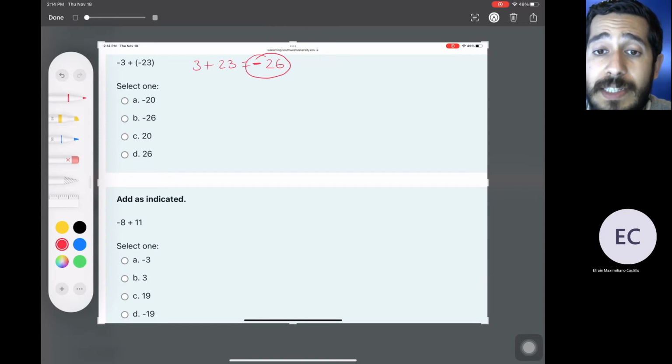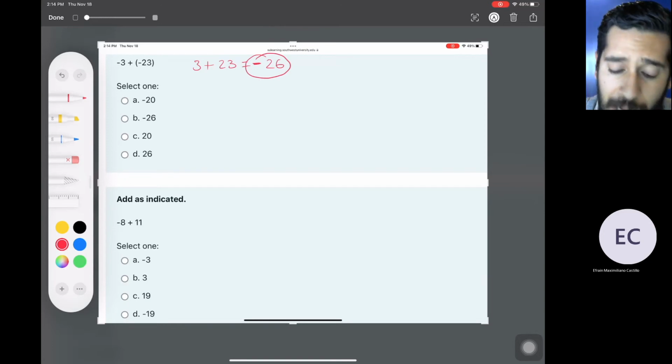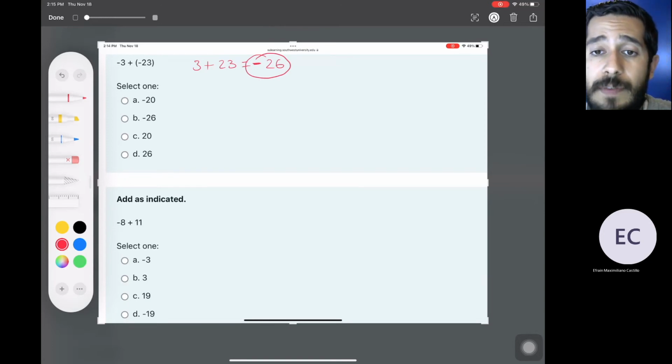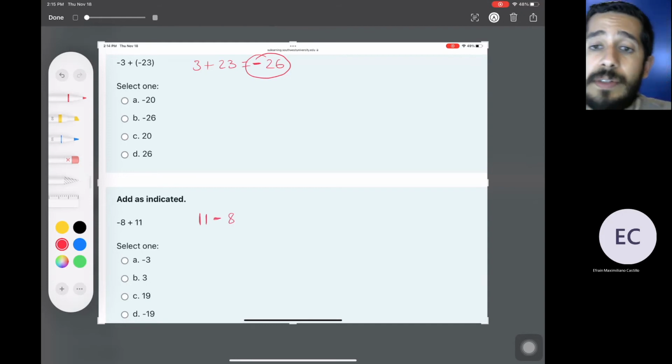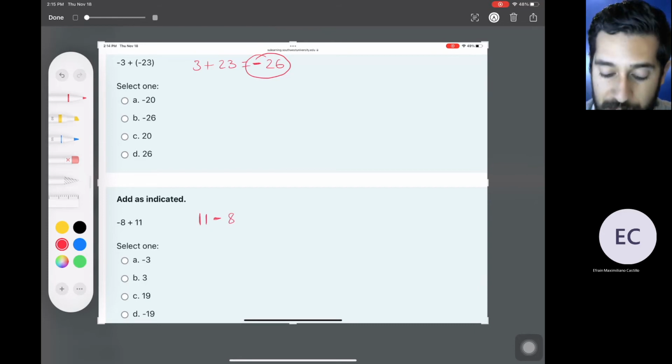Okay, for the next example, now I have two numbers that have different signs, negative 8 plus positive 11, or negative 8 plus 11. That means that I have to take the absolute values, so the numbers without the signs. That's 11 and 8. And I will have to subtract those two numbers, 11 minus 8, because they have different signs. And the result is going to have the sign of whichever number was larger originally, right?